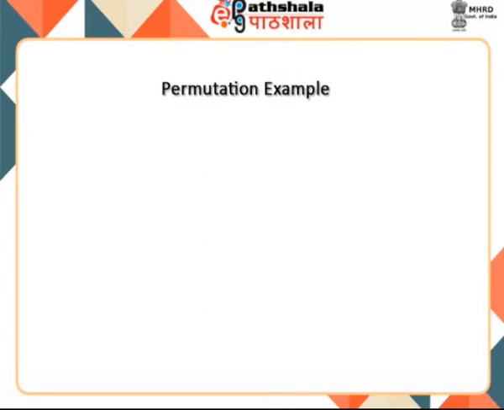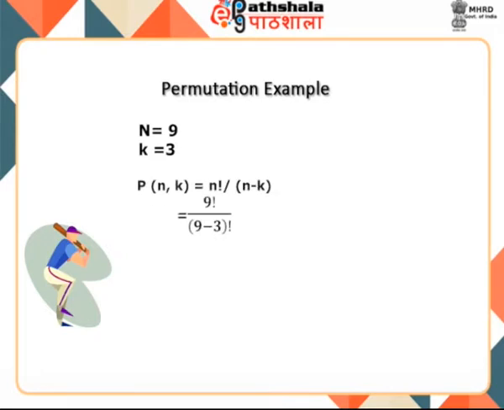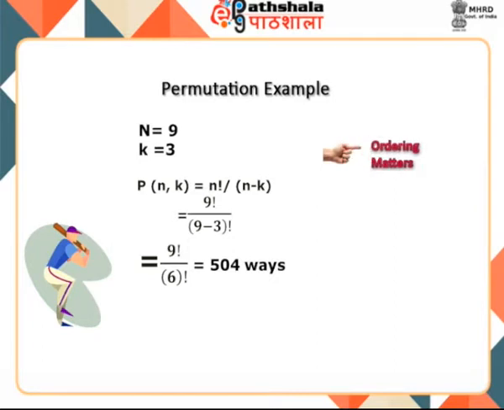Let us take an example to understand permutation. Suppose, in a baseball game, 3 players are to be selected out of 9 to play the roles of the pitcher, first base hitter and second base hitter. The total possible ways to select 3 players is given by substituting the values we get. The total possible ways are 504 ways. The order in which the players are arranged does matter in a permutation.